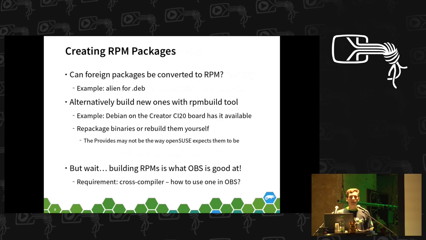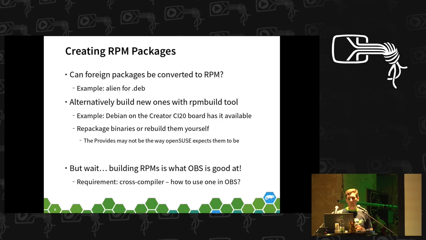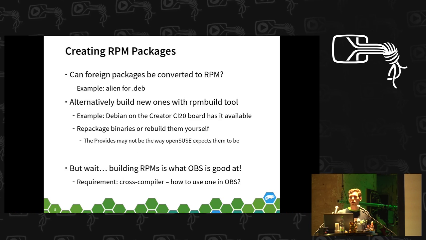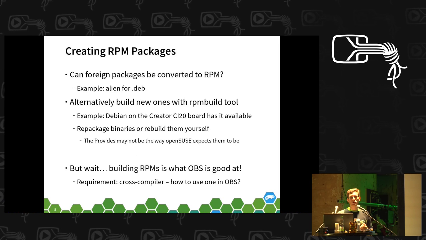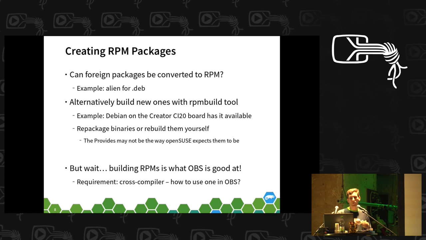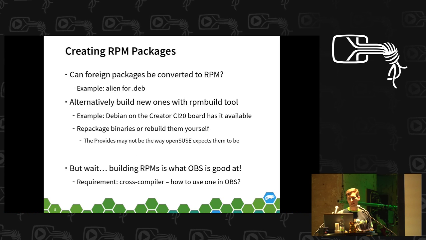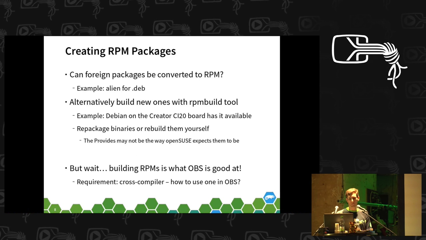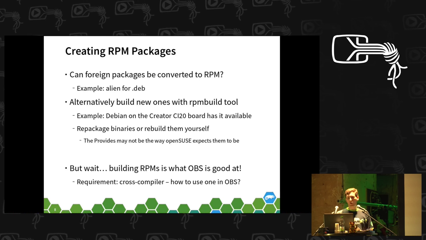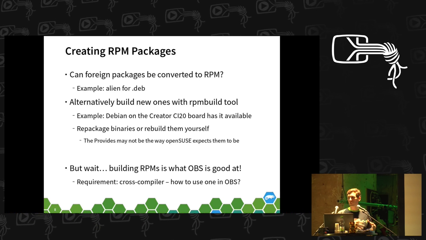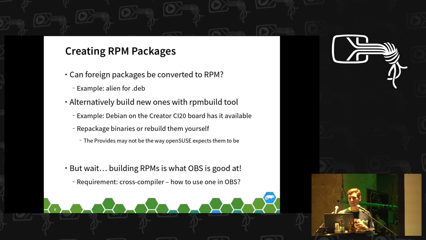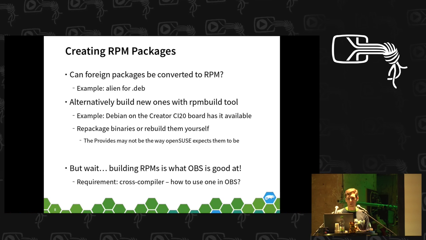So one example of such foreign packages would be if there is already, say, a Debian distribution running on an architecture such as MIPS. Might it be possible to use the deb packages and just create RPM packages out of them that OBS can then continue working with? Alternatively, there is the option of just using the RPM tools itself for building an RPM. I've tried that once or twice.